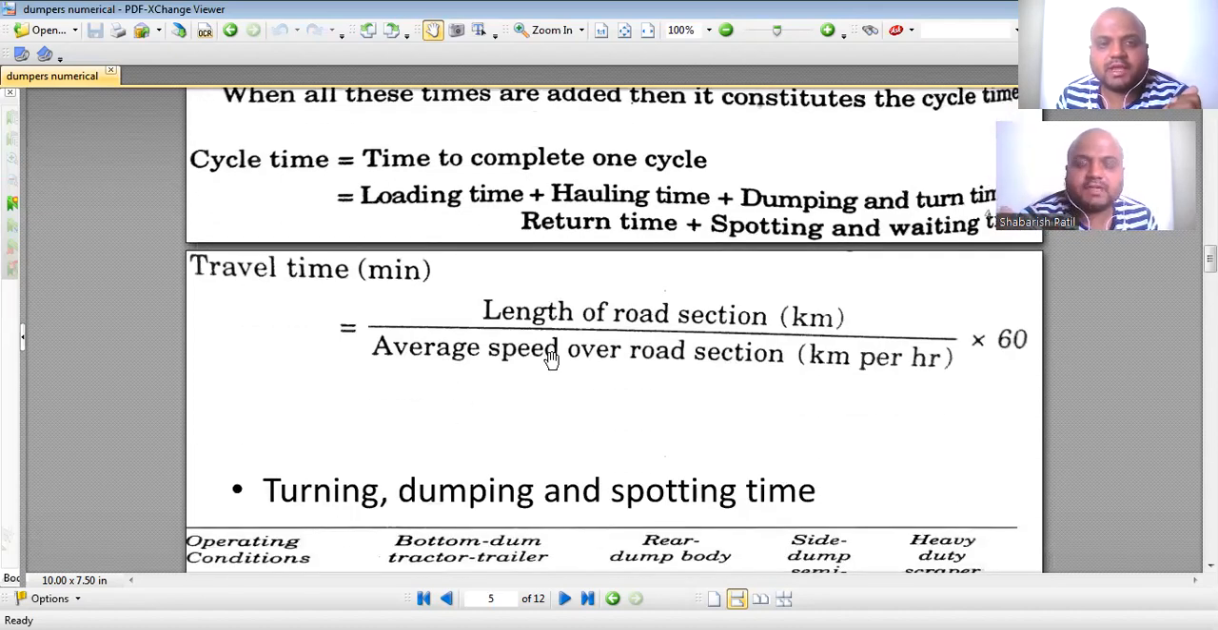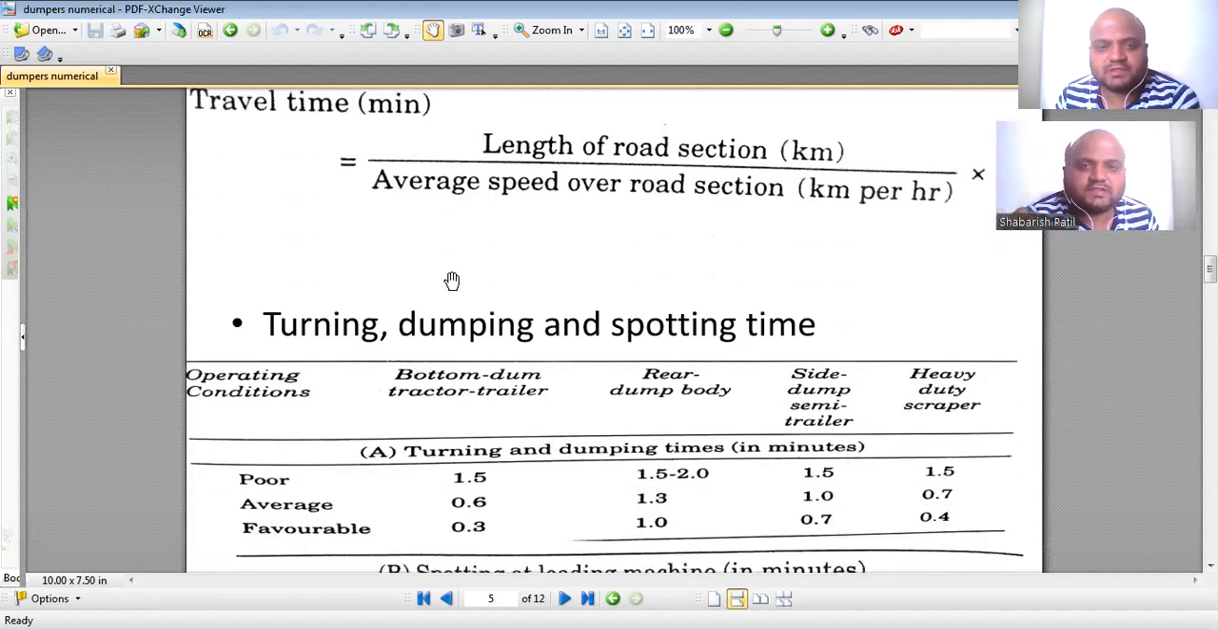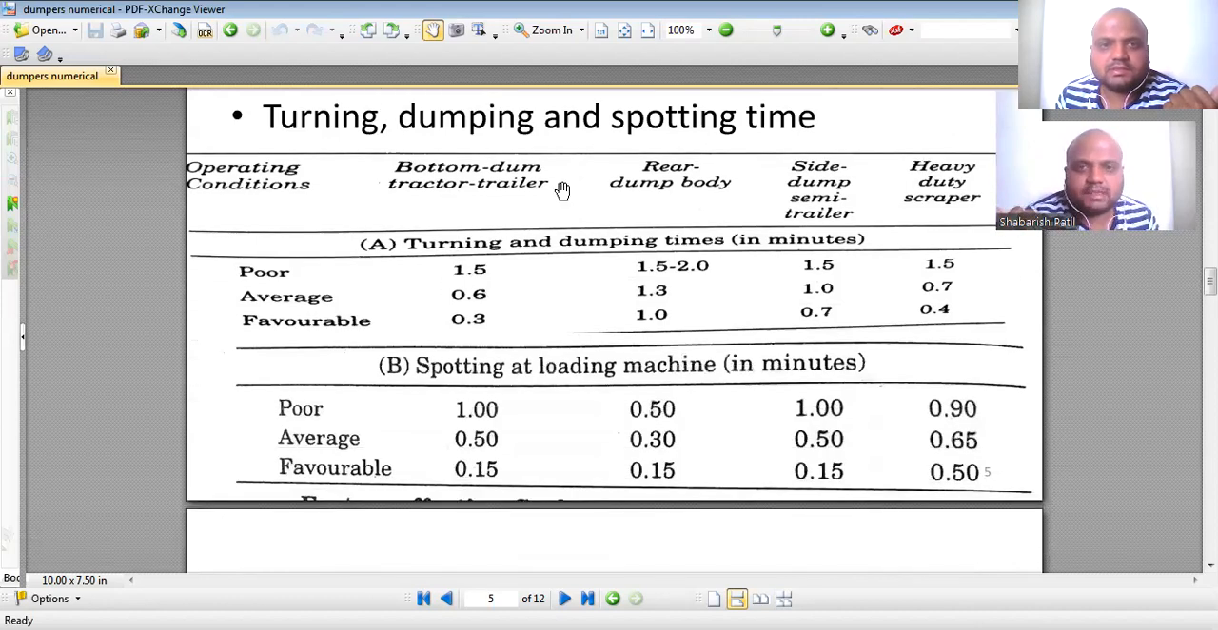Then travel time can be calculated using this formula: the length of the distance traveled divided by the average speed, multiplied by 60, will give you travel time in minutes. Turning, dumping, and spotting time can be found with the help of a table here. Table A indicates turning and dumping time in minutes for poor, average, and favorable conditions, and for different types of dump trucks. We have a bottom dump truck, a rear dump body, a side dump truck, and a heavy duty scraper.